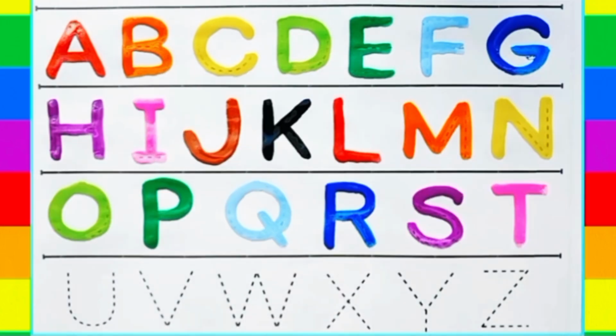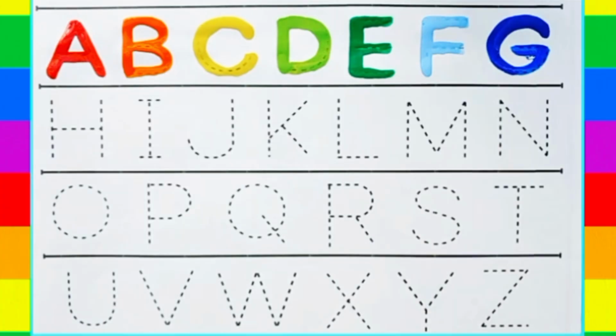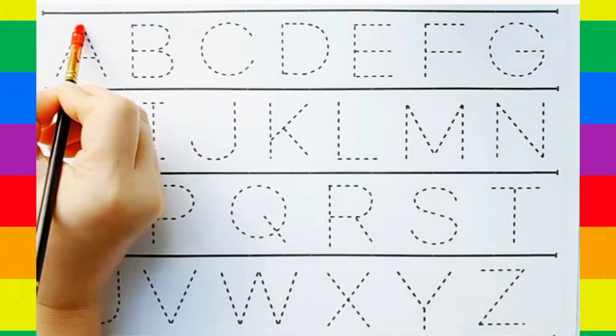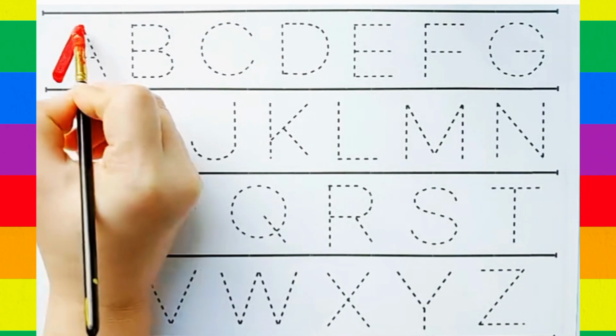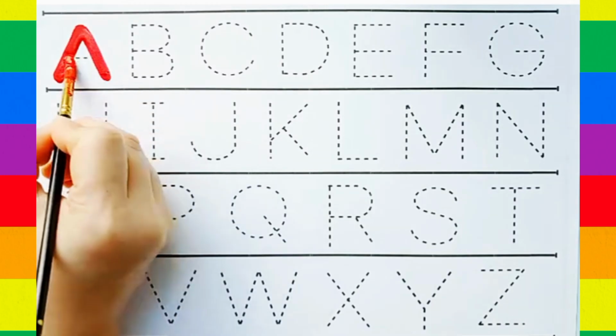A, B, C, D alphabet. Write A, B, C, D. A for apple, B for ball. A for apple, A for ant.